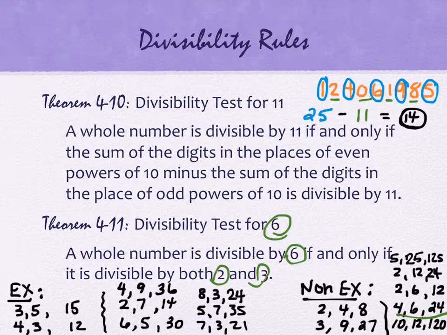3 and 10, right? 3 and 10 would work. 3 and 10 have nothing in common, so that would be another test that you could do. And it'd be a nice test because I have a test for 3 and I have a test for 10. So that is the divisibility test for 6.